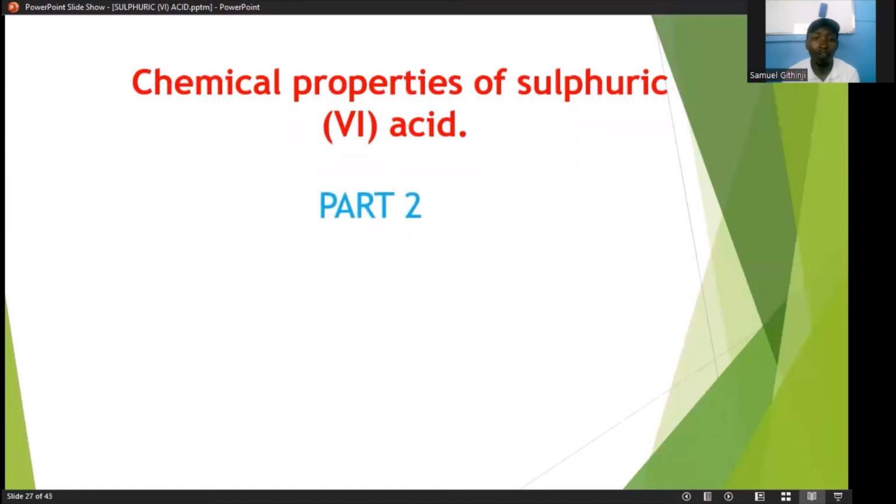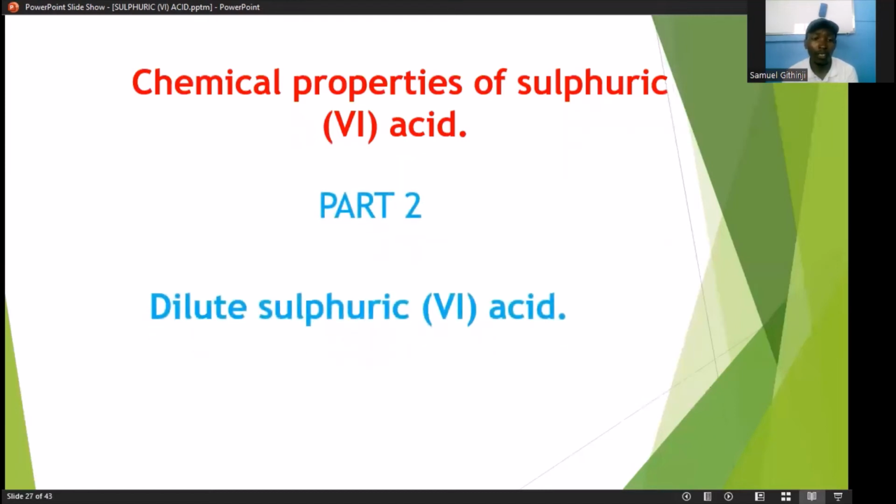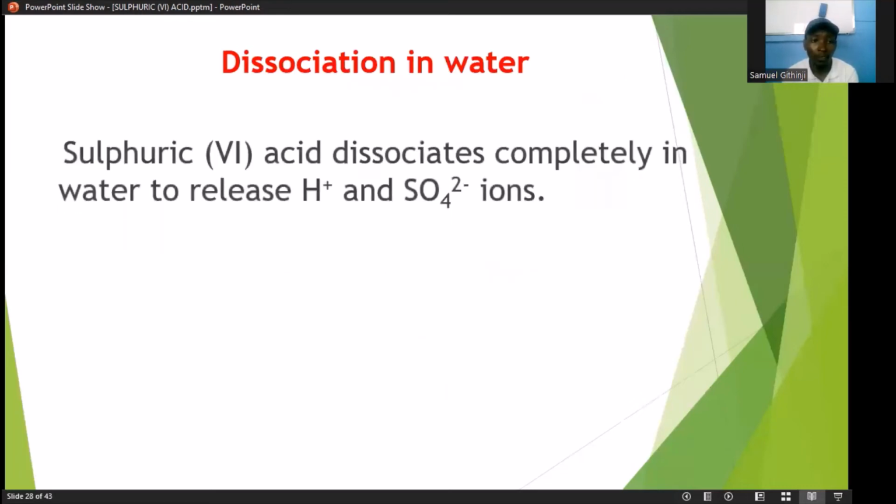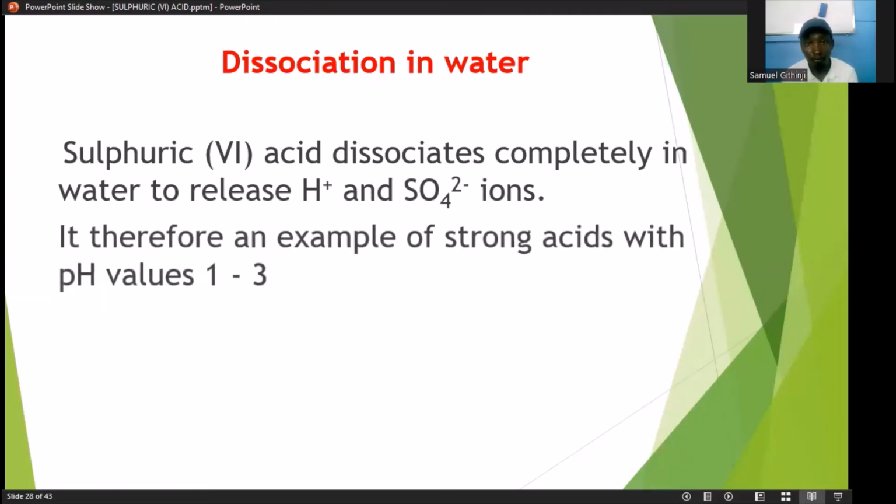Chemical properties of sulfuric acid when it is dilute. Dissociation in water: if I add acid to water, remember that's what we said, you add acid to water, it breaks down to form hydrogen ions and sulfate ions. This is a complete dissociation. So this is a strong acid with a pH value of 1 to 3.